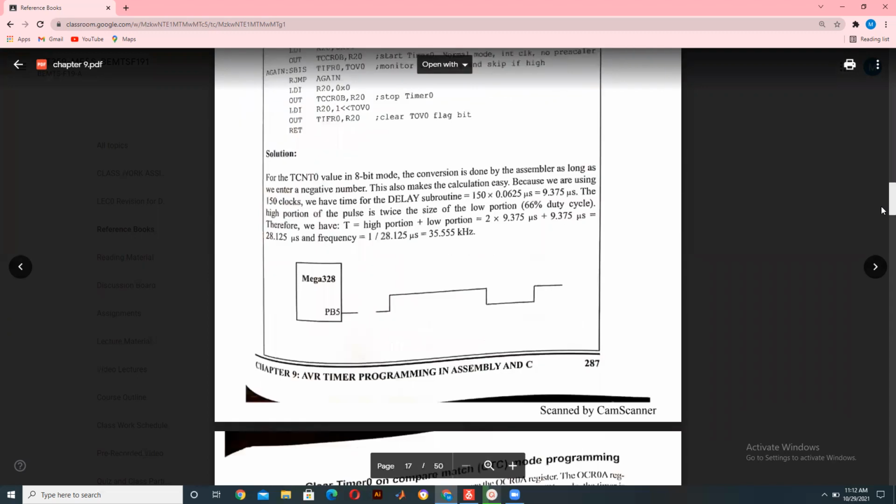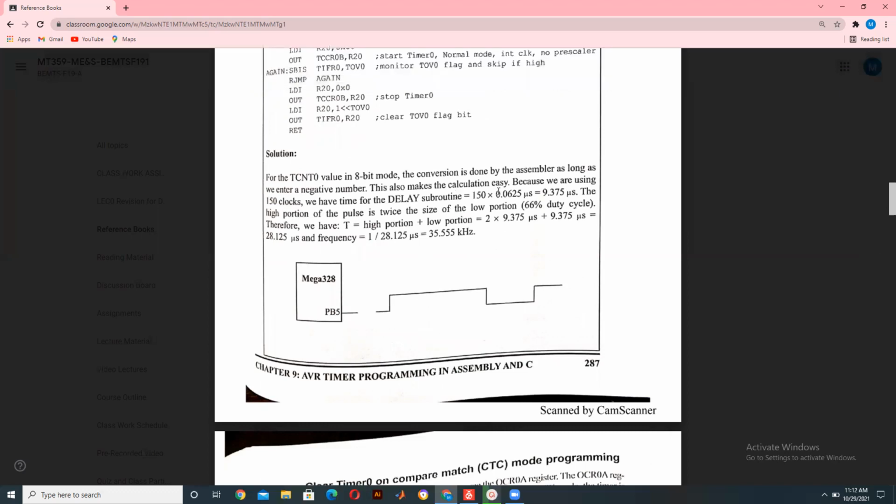Now what we have to do is simply calculate its delay. So 150 multiplied by what would happen with 8-bit, and the conversion is only as long as we enter negative. We also have to make the calculations easy because we are using 16 megahertz clocks. We use the time delay of 150 multiplied by 0.0625 microseconds because it's 16 megahertz. We get 9.375.